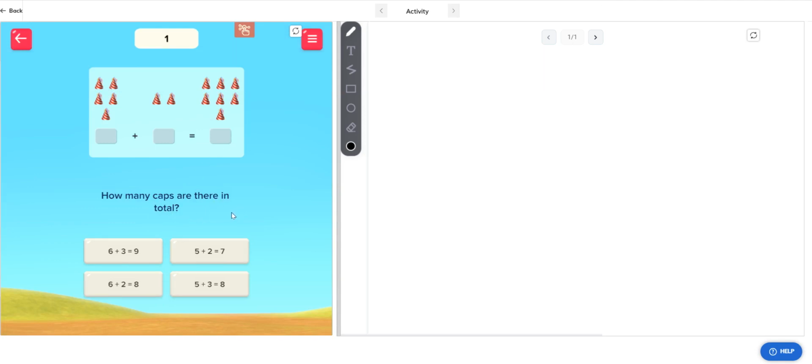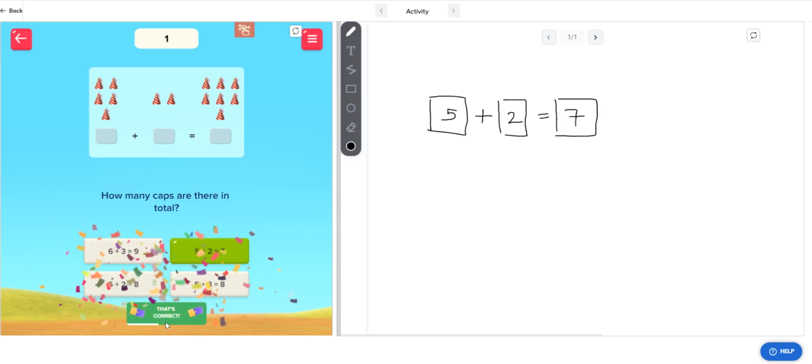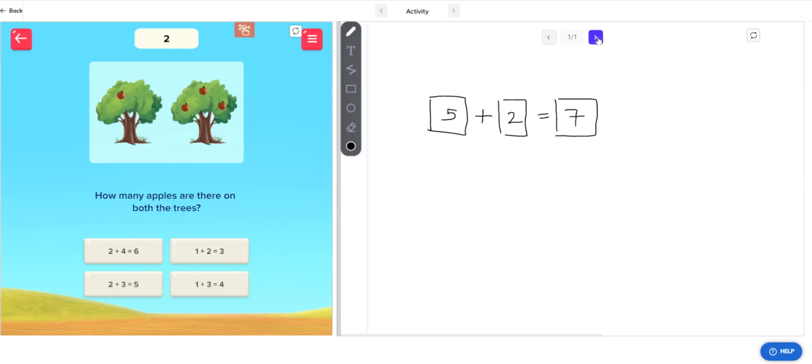Okay, so we need to find the total number of birthday caps here, right? The first image has 1, 2, 3, 4 and 5 caps. So I'll write a 5. I have an addition symbol, that means plus. 1 and 2 caps, that means total how much? Let's count. 1, 2, 3, 4, 5, 6, 7. So 5 plus 2 is going to give me how much? 7, right? So this option right here. See? Awesome, right? Let's move to the next one.